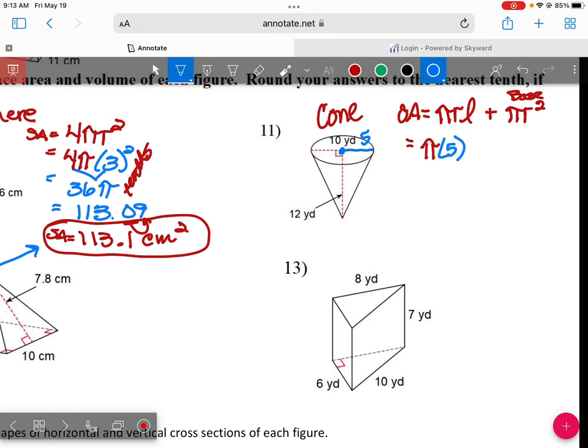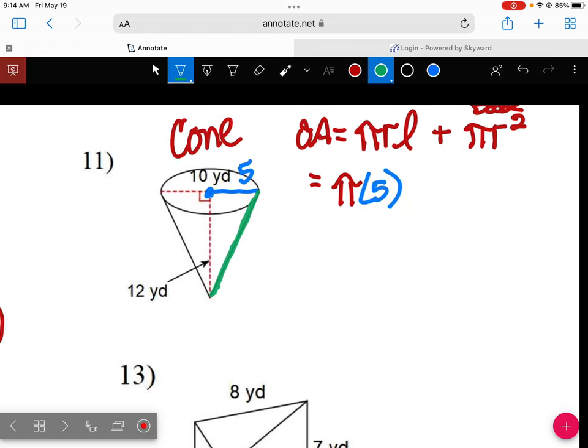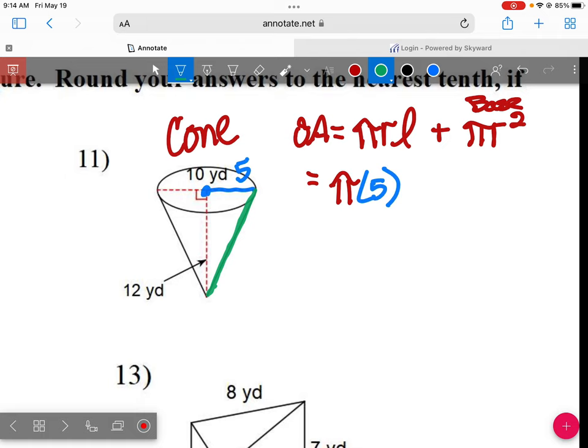And L, what does that cursive L stand for? It stands for this right here. What do we call that? That is my slant height. What is my slant height? Like the height that's slanted. Yes, but we don't know what it is, do we? But this is a right triangle, and so I need to find that with the Pythagorean theorem.